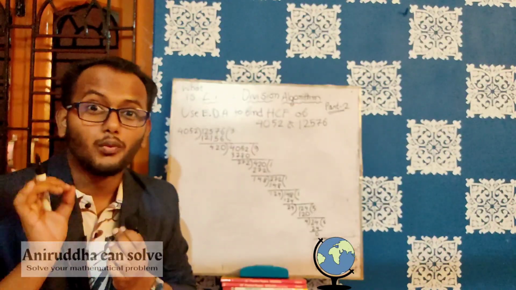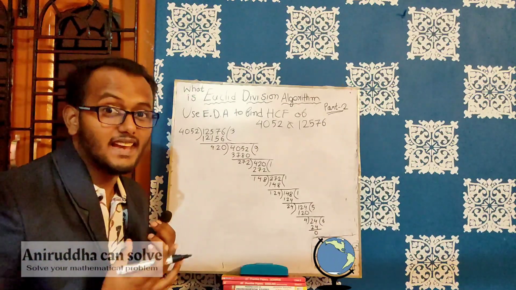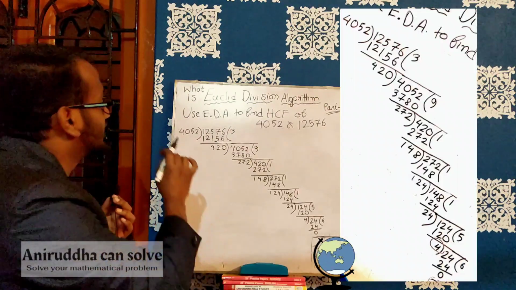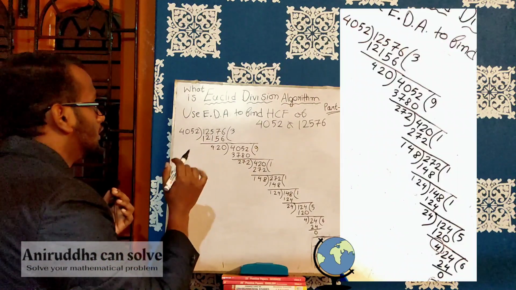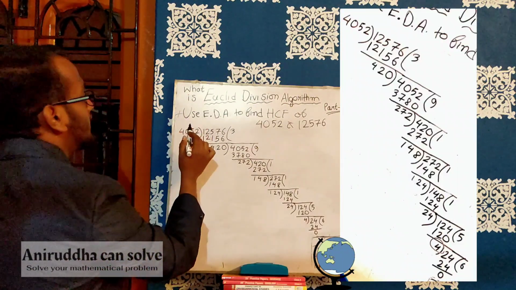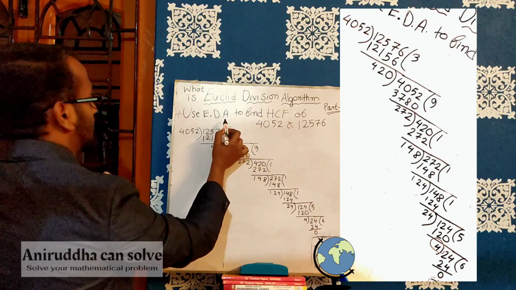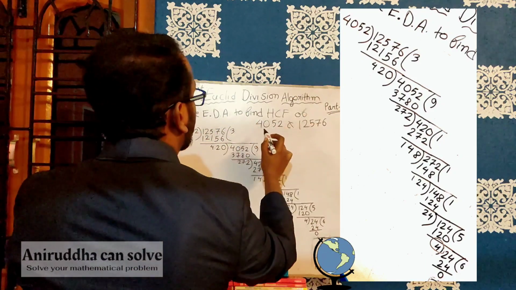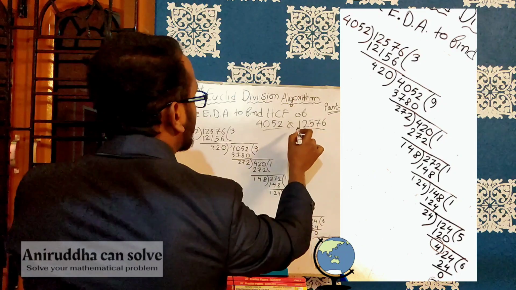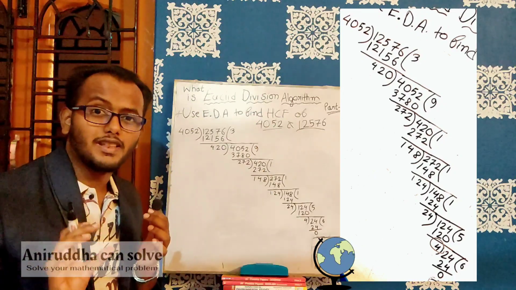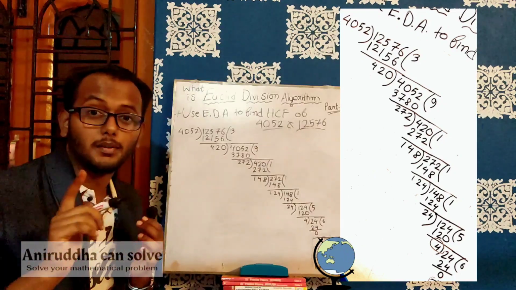So hello everyone, and welcome to this new lecture on Euclid division algorithm. This is a short Euclid division algorithm. In the exam the question will be like, use Euclid division algorithm to find the HCF of these two numbers. This one is the example of type 1. You must remember this one.